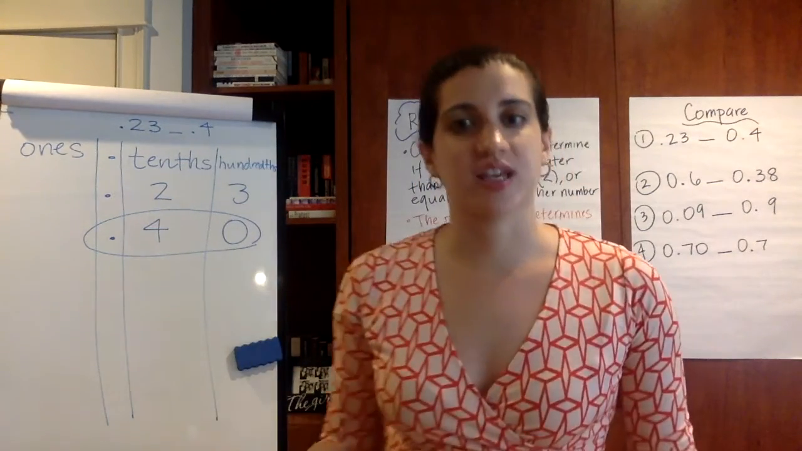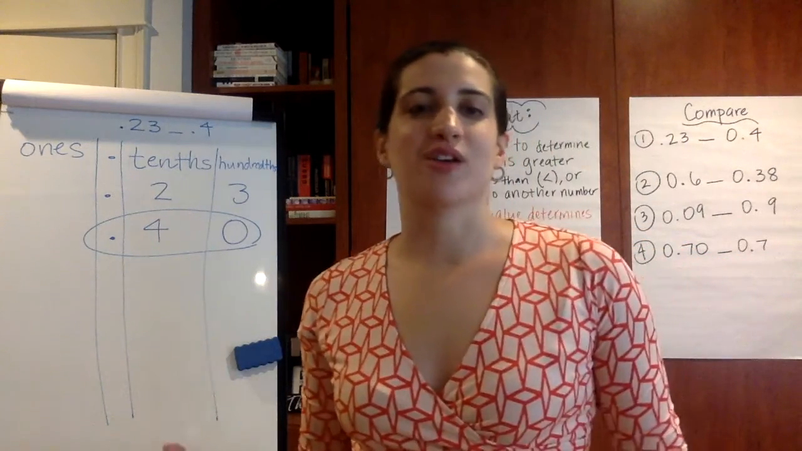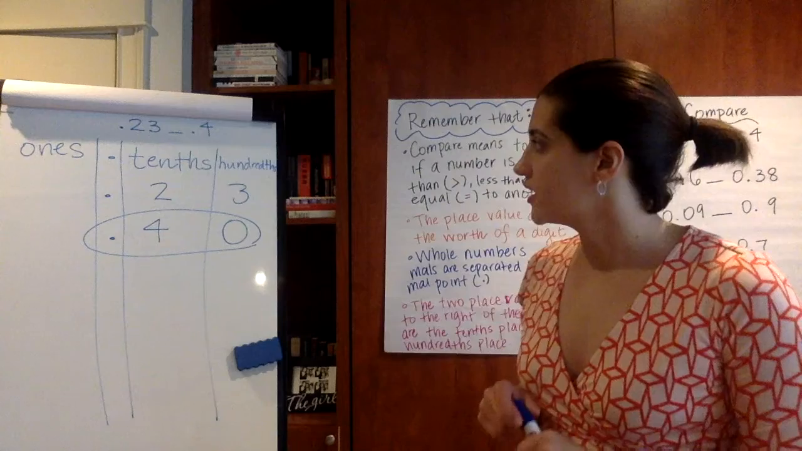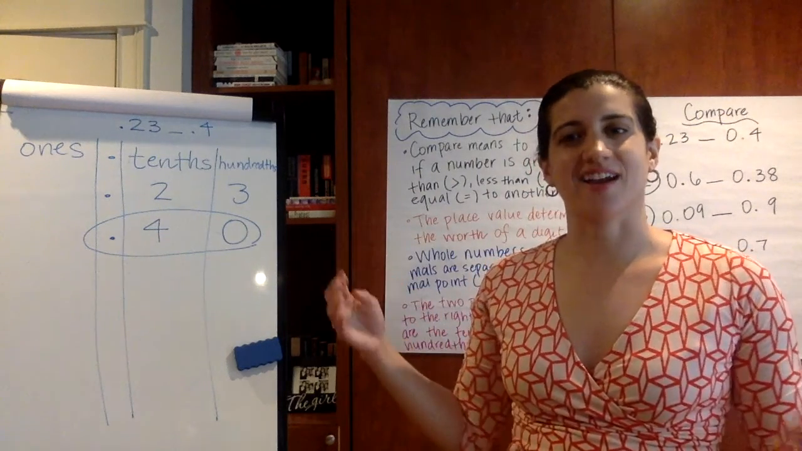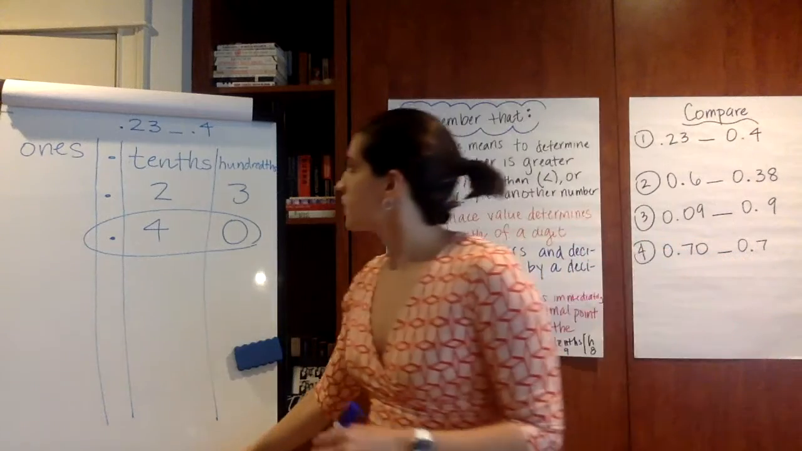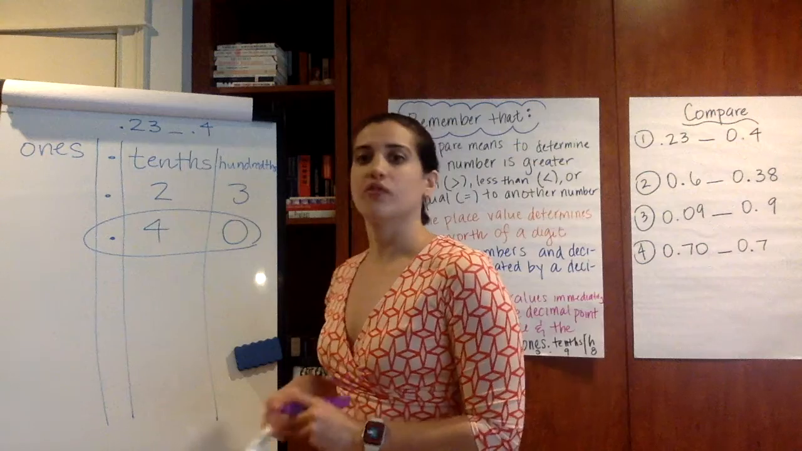Another way of saying 4/10 is 40 hundredths. So 40 hundredths is bigger than 23 hundredths. Remember, for 1/10, I have 10 hundredths, so for 4/10, I have 40 hundredths. So for my first one, 23 hundredths is less than 4/10.